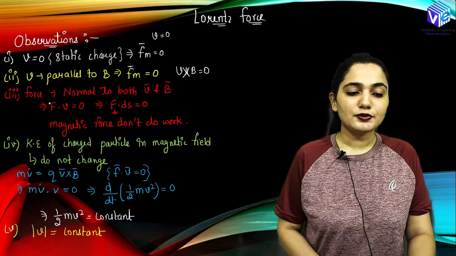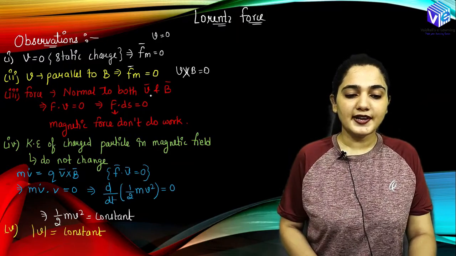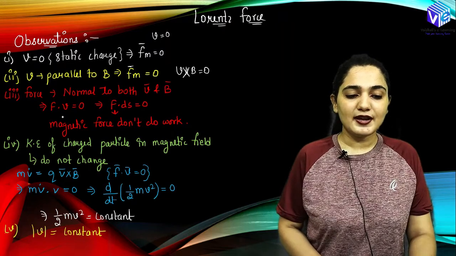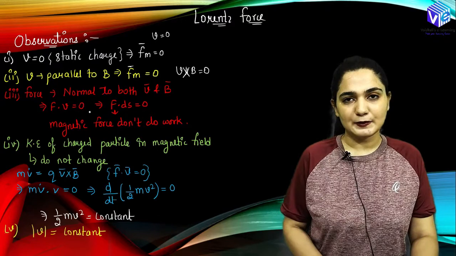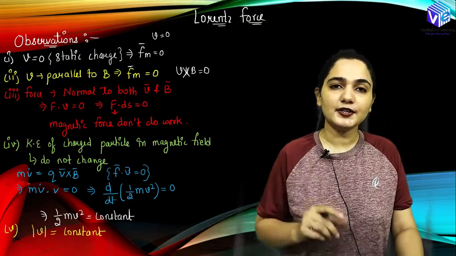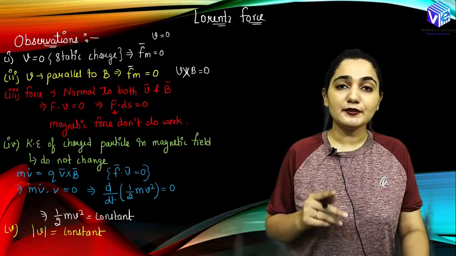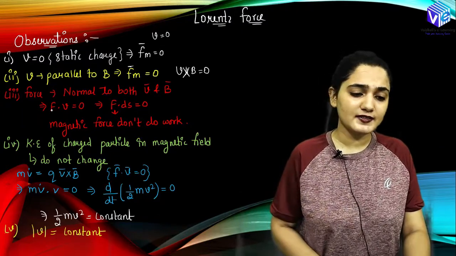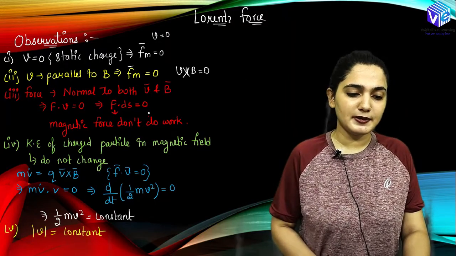So now coming to the third observation. Now the force is normal to both the direction of V and B. So if I take the dot product of F with V, I will be having 0, right? Because the output force is perpendicular to the direction of V as well as B. So we all know the perpendicular vectors are having their dot product 0. So if F and V are perpendicular, F dot V will be equal to 0.